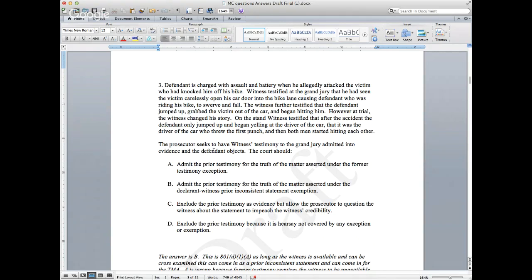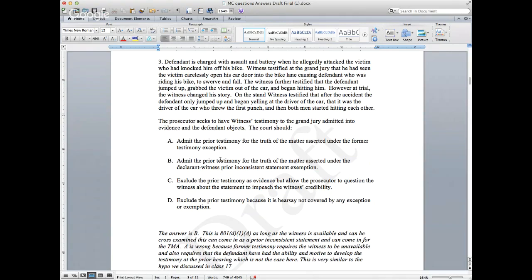Can we not? So let's look at A. A says, admit the prior testimony for the truth of the matter asserted under former testimony. And B seems pretty similar too. Admit the prior testimony for the truth of the matter asserted under the declarant witness prior inconsistent statement exemption. So this is testing our knowledge of the difference between the two rules: the former testimony exception and the declarant witness prior inconsistent statement. What's the difference between these two answers? Because it's true, if we get through one of these exceptions or exemptions, we can let it in for the truth of the matter asserted, but there's a pretty big difference between these two.